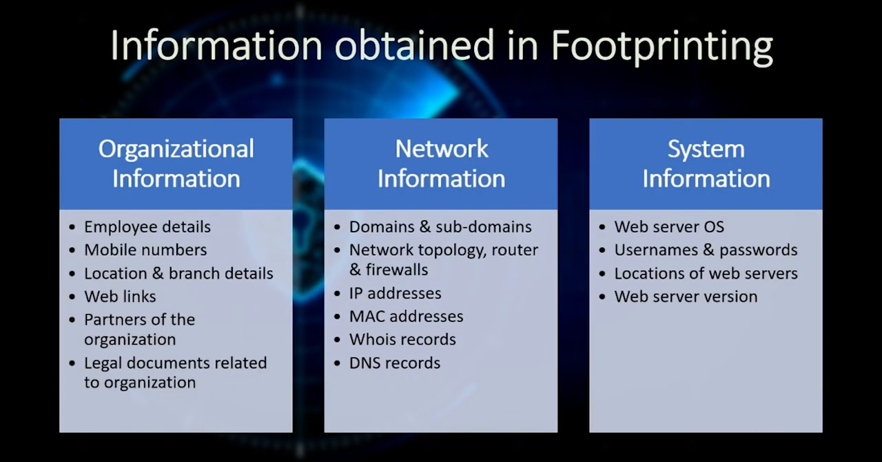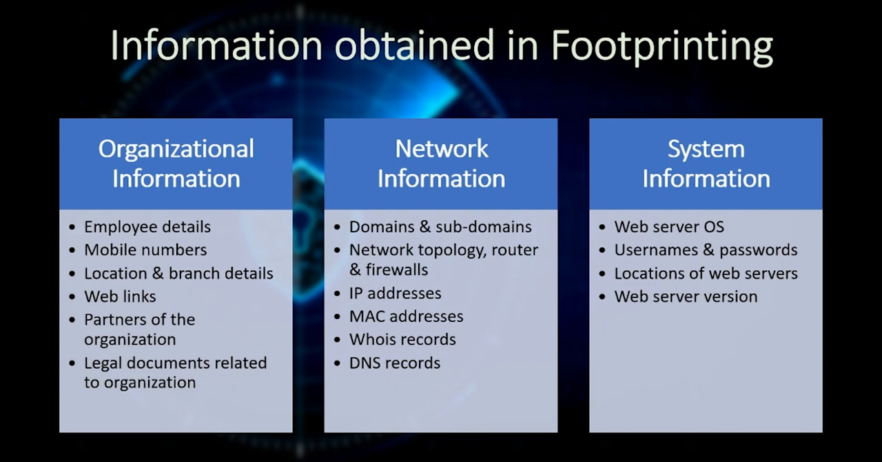Now, what is the information that an attacker obtains from footprinting? There are three major kinds of information that he gathers. First is organizational information. As the name suggests, it is information about the organization, like employee details, their phone numbers, the location and branch details of the organization, their website links, partners of the organization, and legal documents related to the organization. So these are the main information that we gather in the footprinting step.